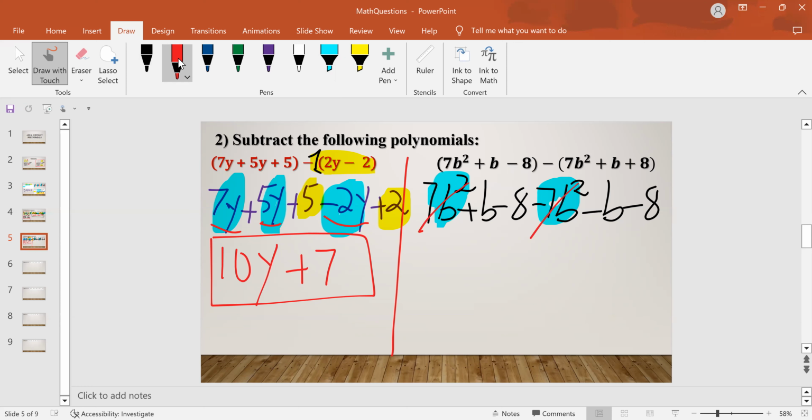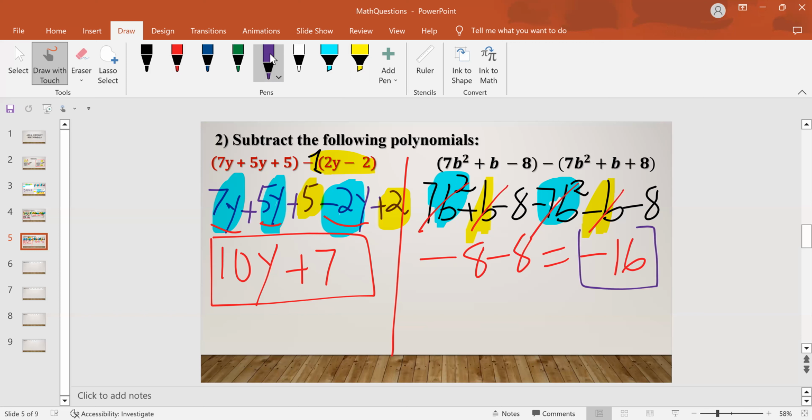We continue. We have b and negative b. Okay. So again, b and the negative b will cancel out because the first b has 1 as a coefficient, the second b is negative 1, and the 1 and negative 1 are opposite. So you do the sum of two opposite numbers, the result is 0. So they cancel out. What is left? We have negative 8 and another negative 8. In total, we have a negative 16. Therefore, the answer to this question is negative 16.